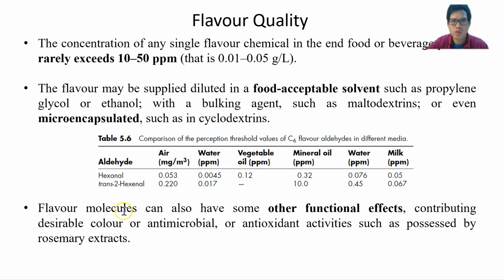The flavor molecule can also have some other functional effects. Not all flavors, but some. For example, it can give you a certain desirable color, like turmeric. Turmeric can be a bit orangey yellowish, which can be desirable or undesirable. Sometimes it can have antimicrobial or antioxidant effects. All these are plus points, which means that in addition to the flavors, it actually gives you antimicrobial and antioxidant activities.